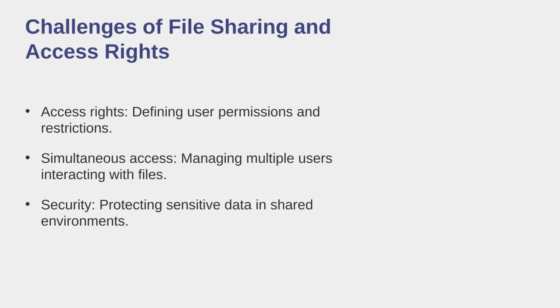As we progress, it's crucial to discuss the challenges associated with file sharing and access rights. In collaborative environments, allowing multiple users to share files introduces complexities that must be managed effectively. Access rights are fundamental in defining what users can and cannot do with a file. This includes permissions for reading, writing, executing, and even deleting files. Imagine a scenario where a team collaborates on a project document. Each team member might need different access levels to contribute effectively while ensuring that sensitive information remains protected.